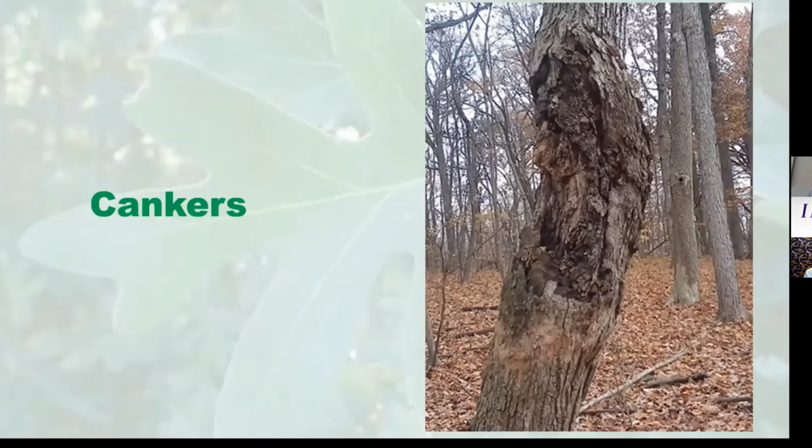Cankers. Cankers are an open wound that doesn't heal. You can see this tree has been trying to outgrow that canker. There's some response wood on the right side here trying to outgrow it, but the various microorganisms that cause cankers are growing faster than the tree can outgrow it. So cankers can affect the structural integrity of the trunk also.